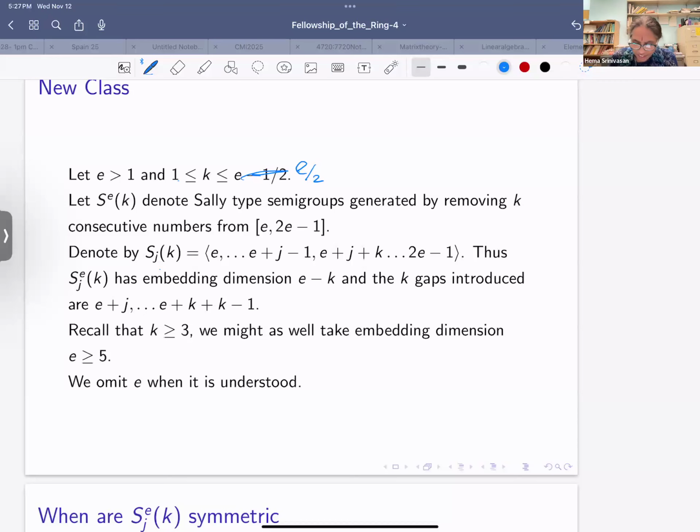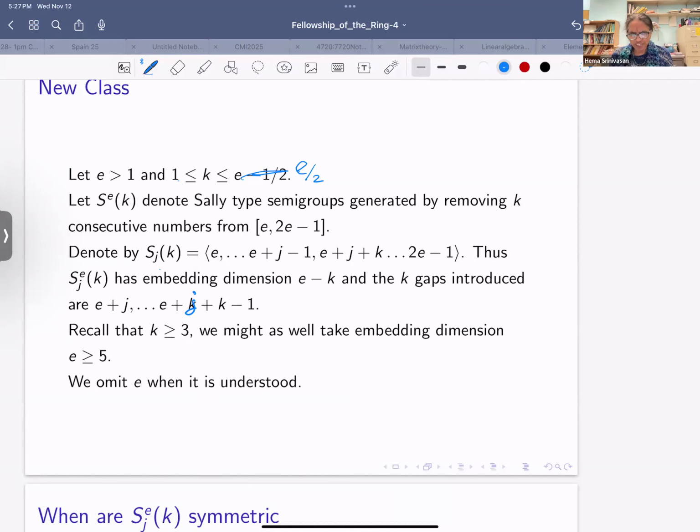For now, I start with the E, and then I'm removing everything from E plus J, K of them. So I removed E plus J plus 1 up to E plus J plus K minus 1. That's K of them. Those are the new K gaps I've introduced. They are consecutive gaps.